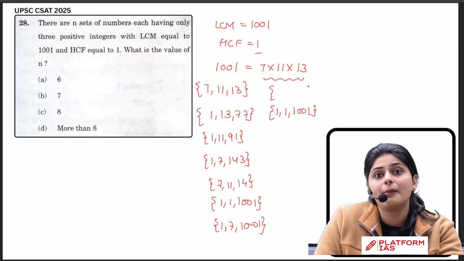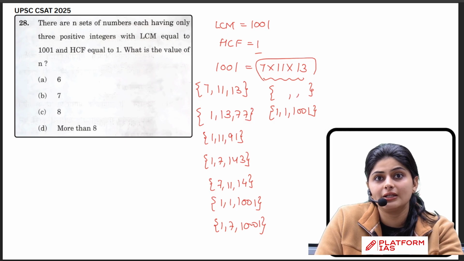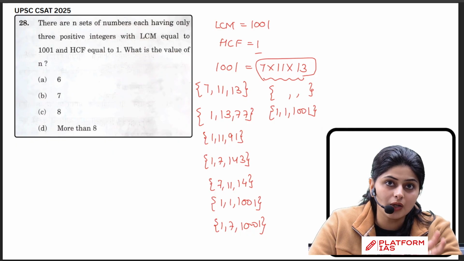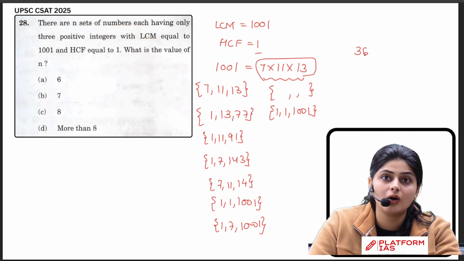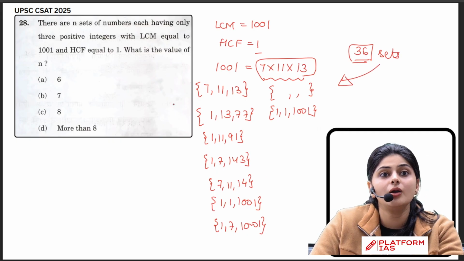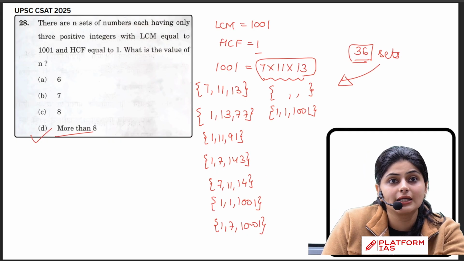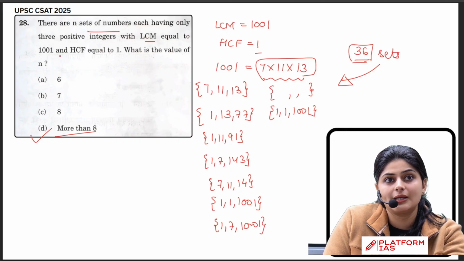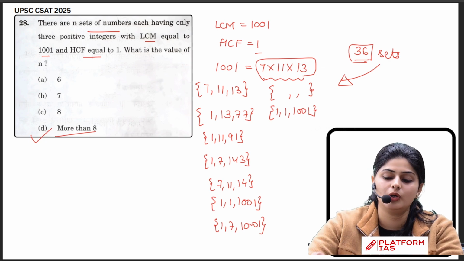And there are many more combinations of these numbers 7, 11 and 13. If we see the ordered sets, it will give me 36 sets. So there are more than 8 sets of numbers which will give me the LCM as 1001 and the HCF equal to 1. So your answer will be option number D.